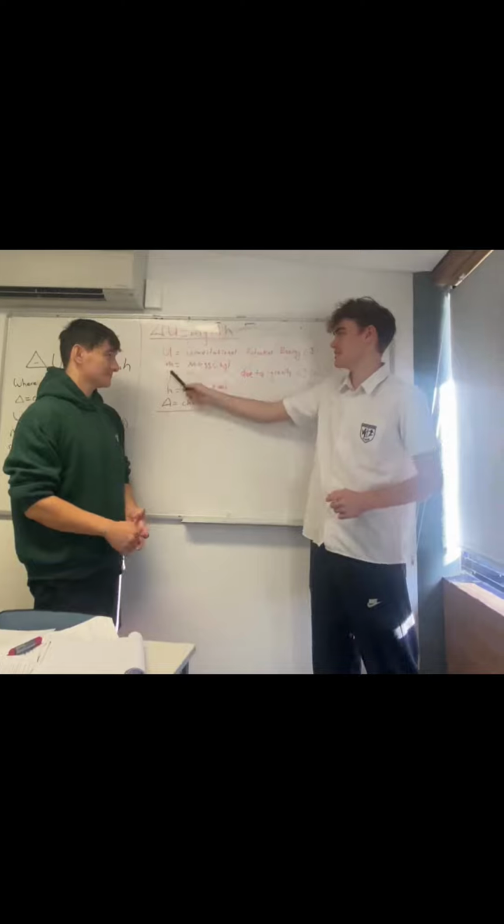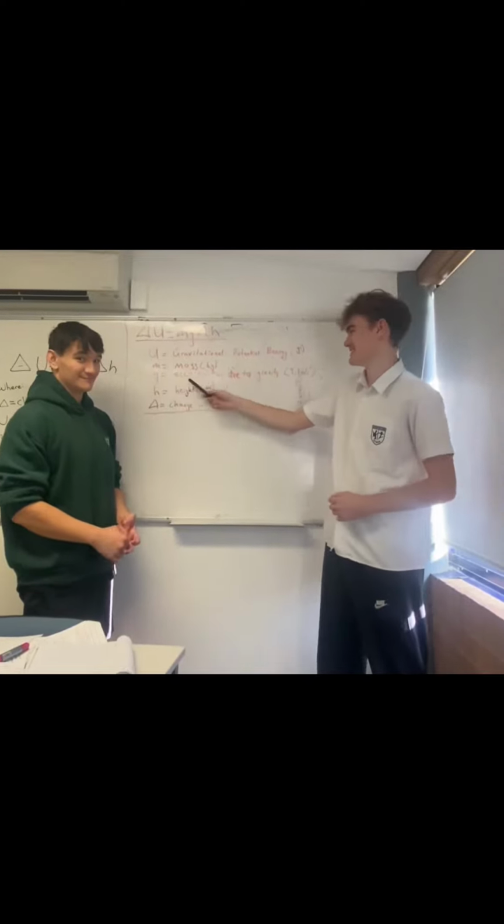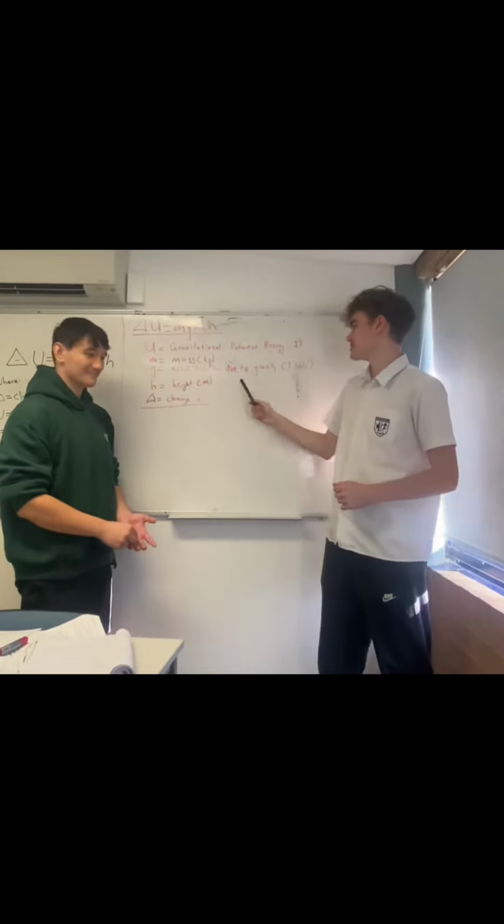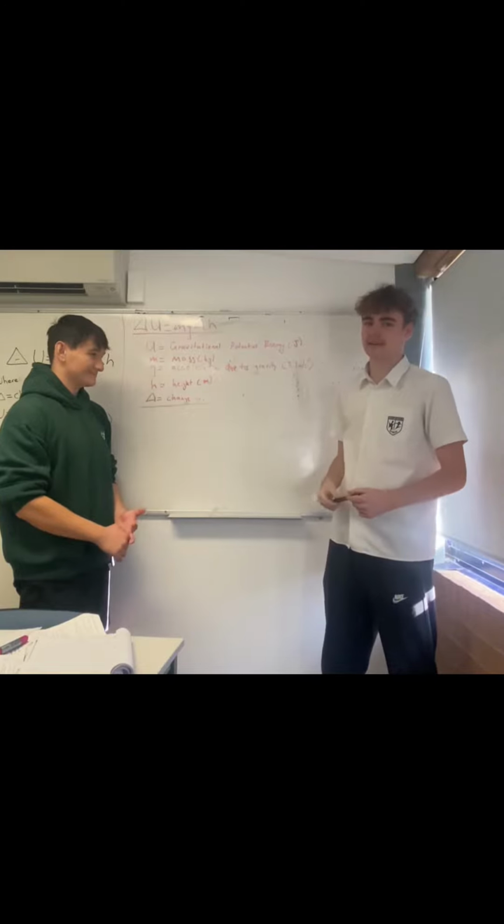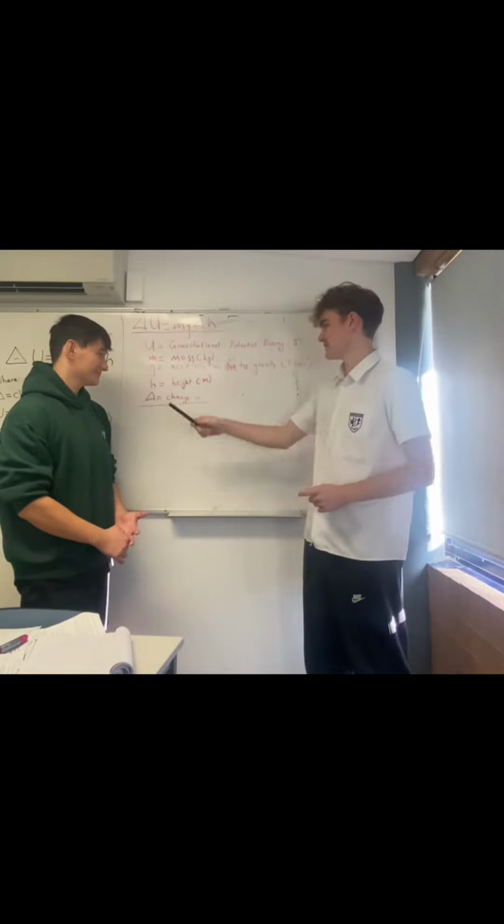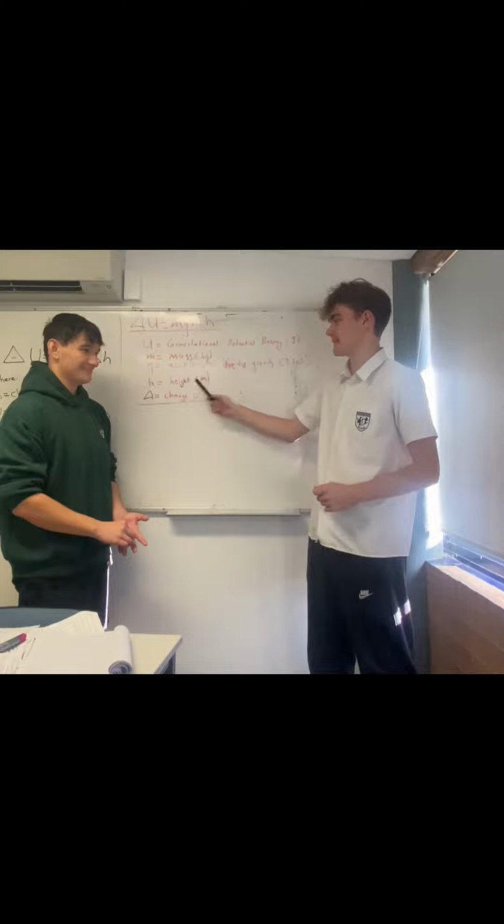M refers to mass, measured in kilograms. G refers to the acceleration due to gravity, 9.8 meters per second squared, a constant amongst all formulas in physics. And H, which refers to height, measured in meters.